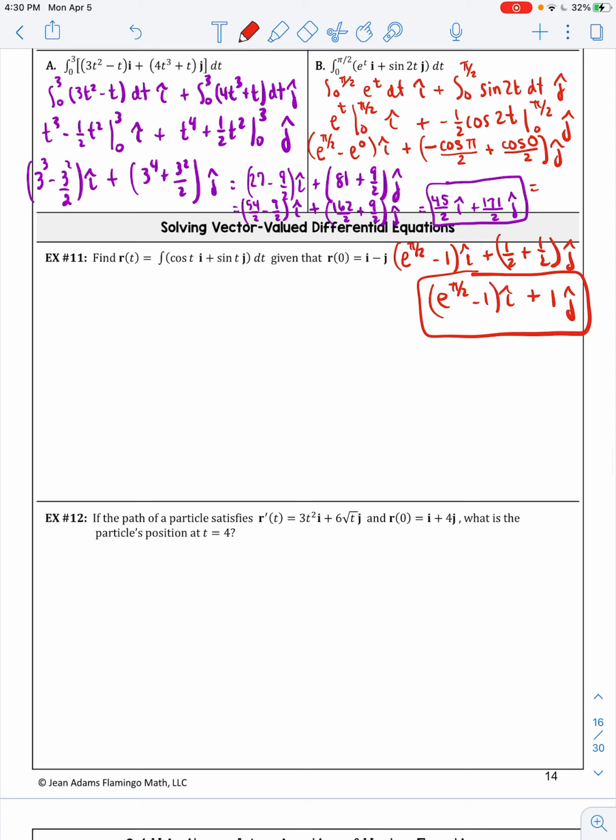And then just a couple more examples here. Example number 11. Find r of t equals the integral of cosine t i plus sine t j dt, given that r of 0 is i minus j.